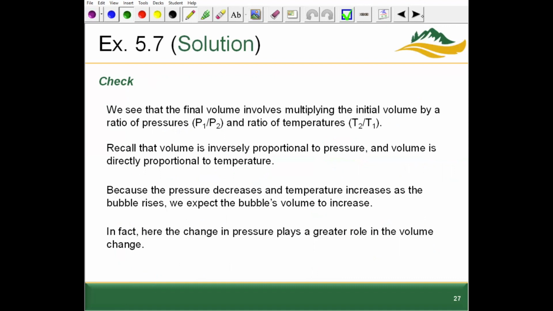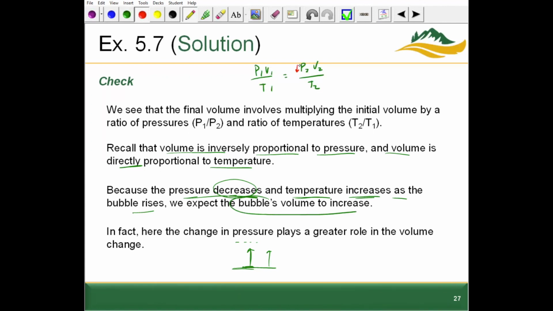Some checks we can do to make sure we're on the right track. Recall that volume is inversely proportional to pressure, and volume is directly proportional to temperature. Pressure decreases because we're going from the bottom of a lake to higher up in elevation. Whenever we are increasing in elevation, we're decreasing in pressure. Temperature is also increasing, we're told, as the bubble is rising. So ultimately, we expect the bubble's volume to increase. So the pressure is decreasing here.